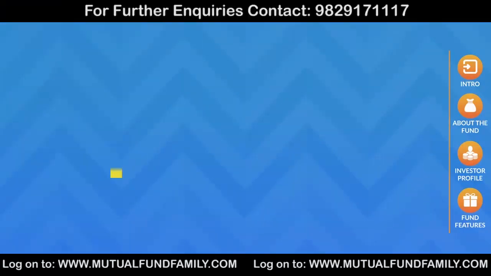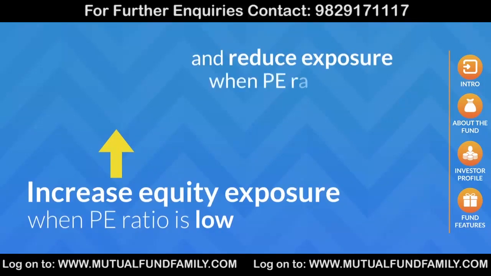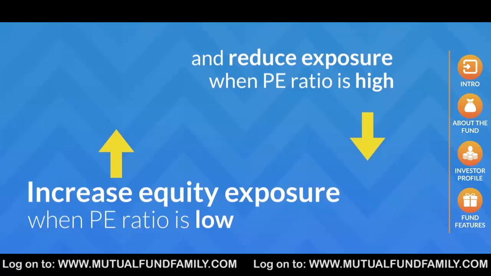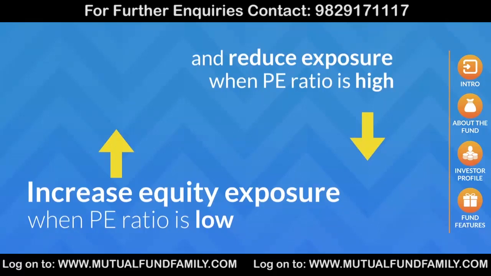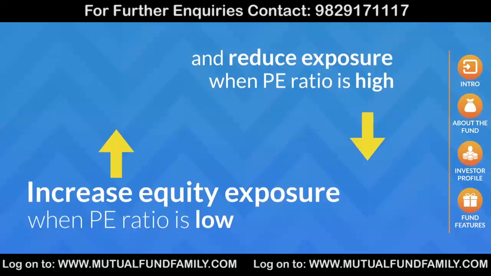Accordingly, one can increase equity exposure when the PE ratio is low and reduce exposure when the PE ratio is high. Buying more equity when the PE ratio is low helps to gain when the market rises, and reducing exposure when the PE ratio is high helps to cushion the fall when the markets peak.